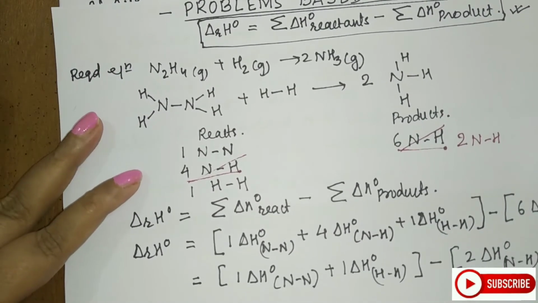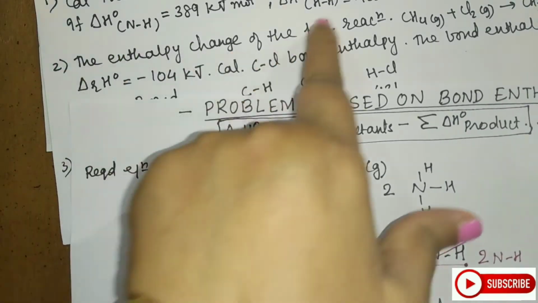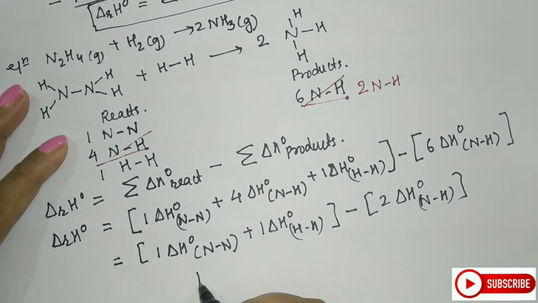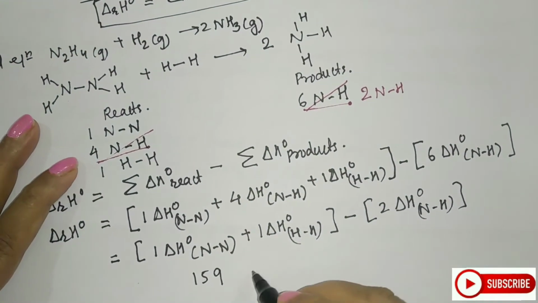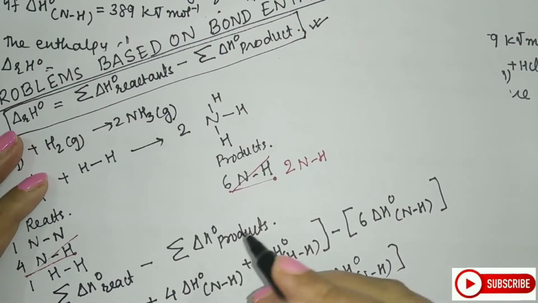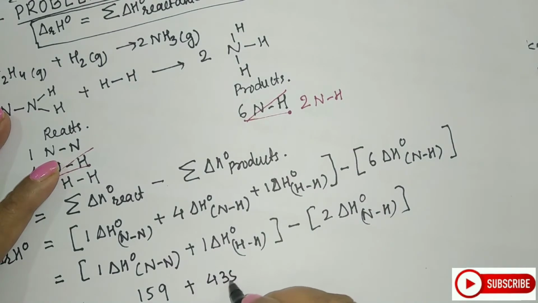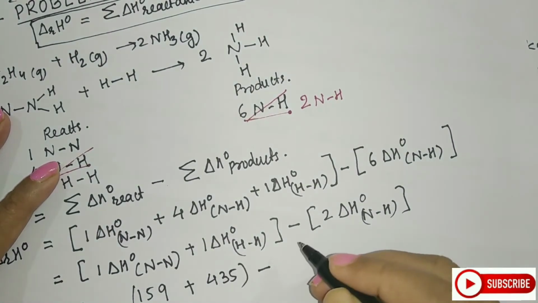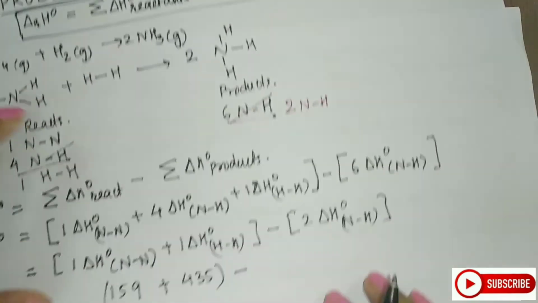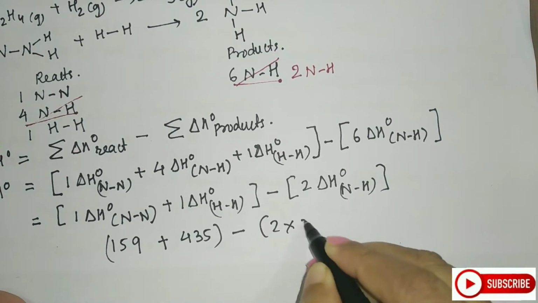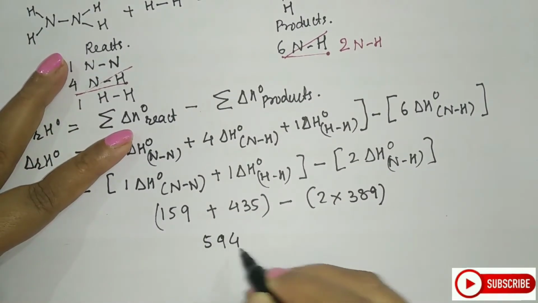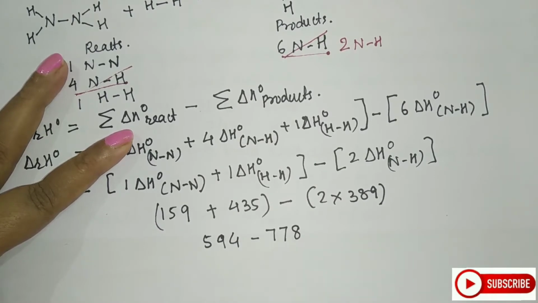So the N-N bond enthalpy they have given is 159, into 1. So I will simply substitute 159 plus hydrogen, that is 435. Minus the N-H bond enthalpy. Now how much is that N-H bond enthalpy? It is 389, so it will be 2 into 389. Let us add this. You will get 594 minus 778.